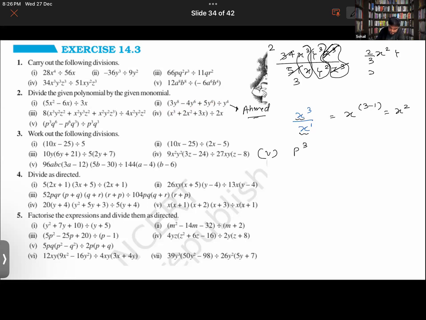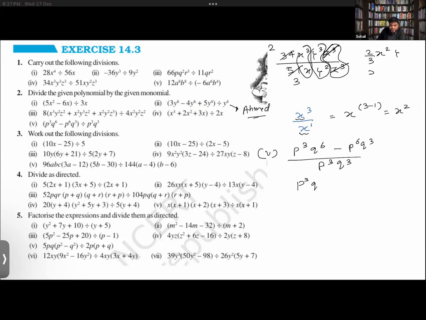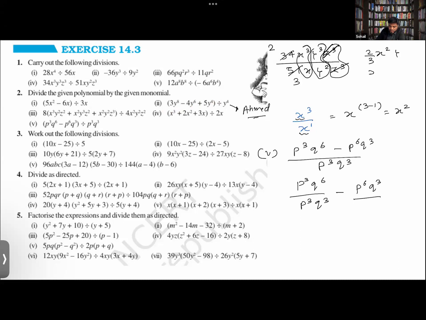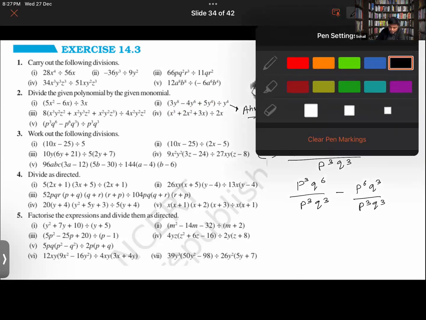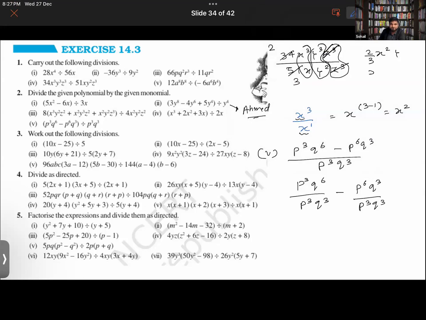P cube Q raised to the exponent 6 minus this, is it? P cube Q cube. Now we can divide them individually like this also. P cube Q raised to the exponent 6 upon P cube Q cube. Okay. Again, look at your solution. Arham, I don't think you have solved it correctly. Sir, I just cancelled out P cube and Q cube. Yes, we will cancel out, obviously.